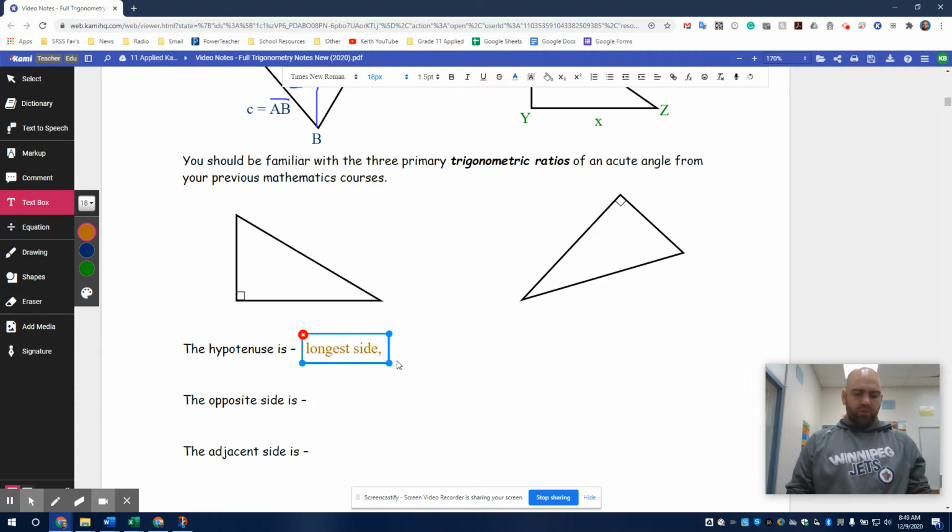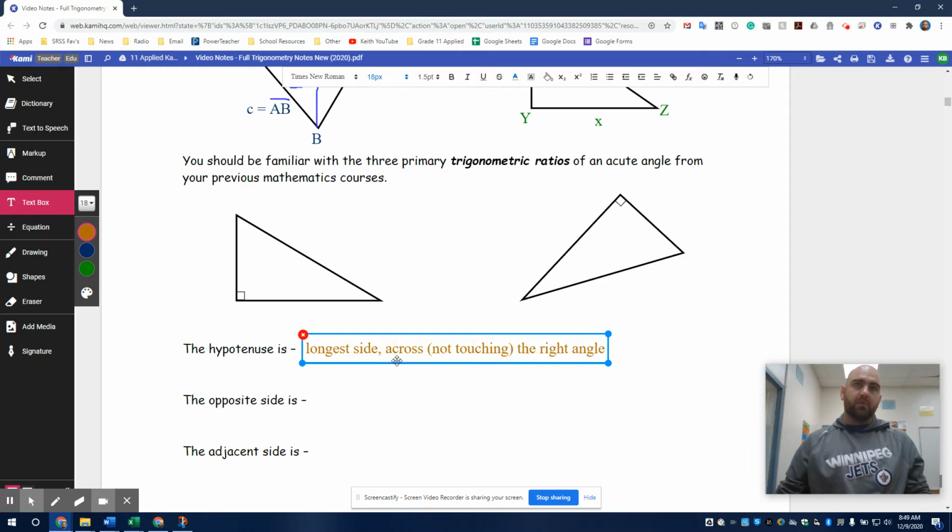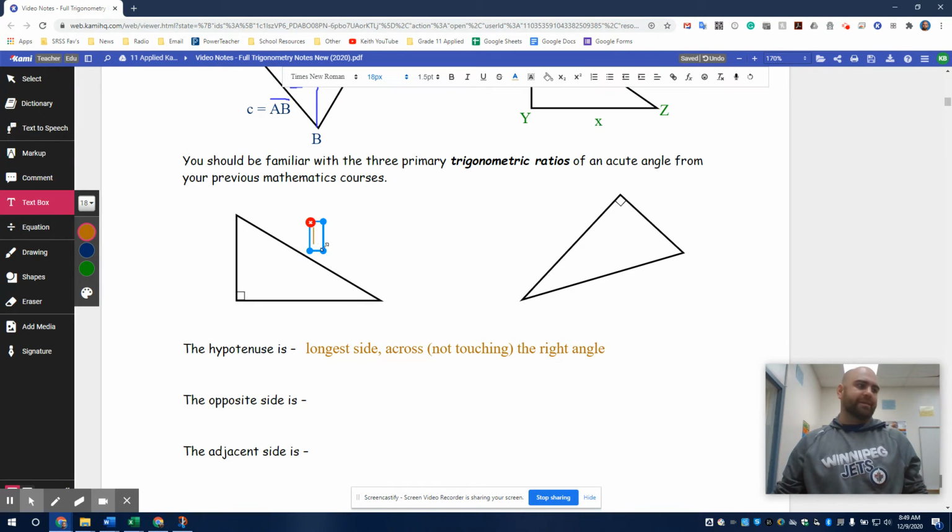It is also across, or not touching, if you think of it that way, the right angle. It's going to be this side right here. Again, it's not touching. It's across from our right angle. It's the longest side. In this triangle here, it's going to be this bottom piece right here, as it's not touching our right angle. So that's our hypotenuse. It's the longest side. It's the one that's not touching the right angle.